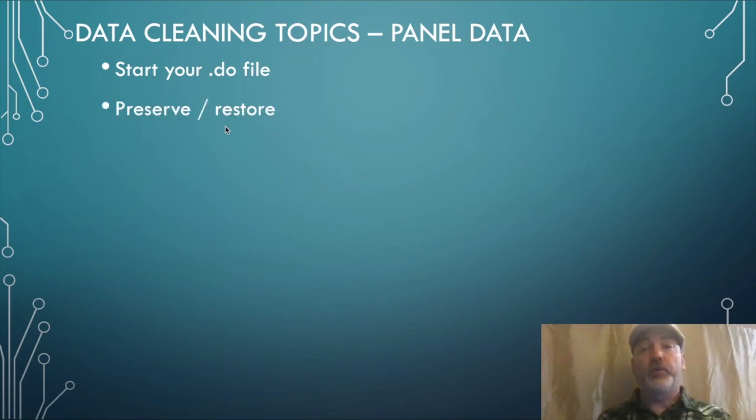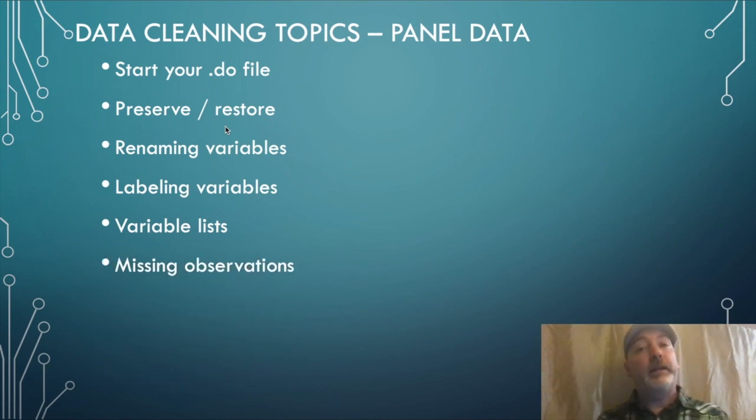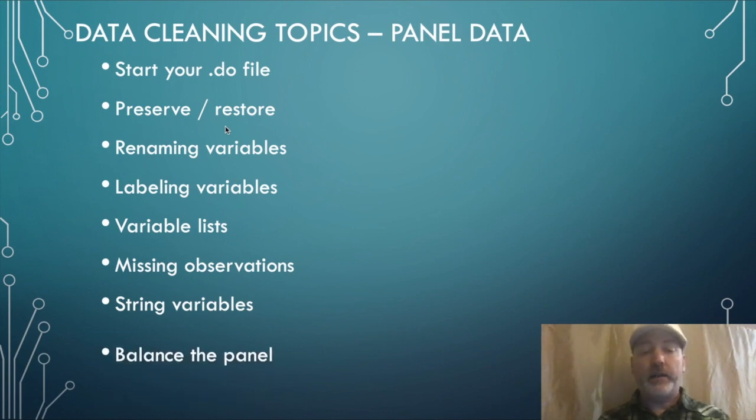The use of the preserve and restore commands, renaming your variables so you and readers of your work can readily see what it is that you're doing. Labeling your variables, again, the same idea. You want to organize that information. Sometimes it's going to be helpful to create a macro that collects variables into a list, if you're going to use the same variables again and again. We'll take a look at that. Dealing with the problem of missing observations. How to encode a string variable so you can actually use it in analysis.